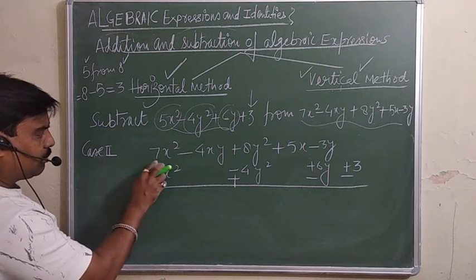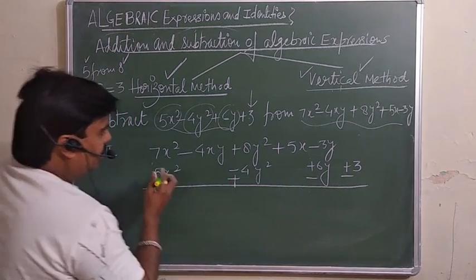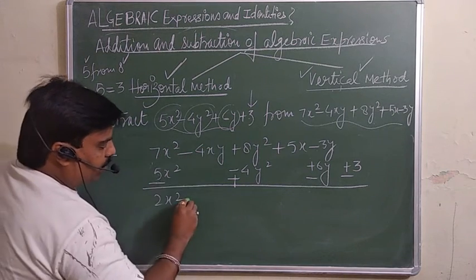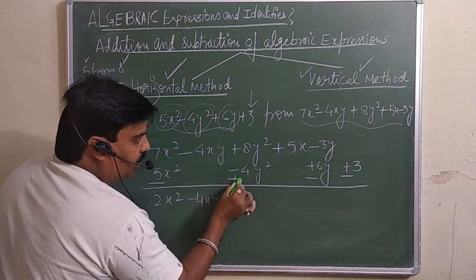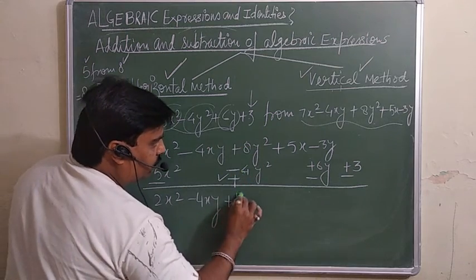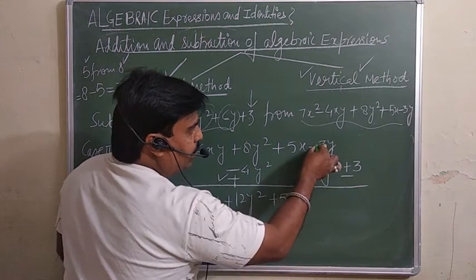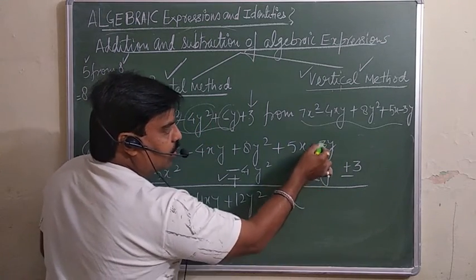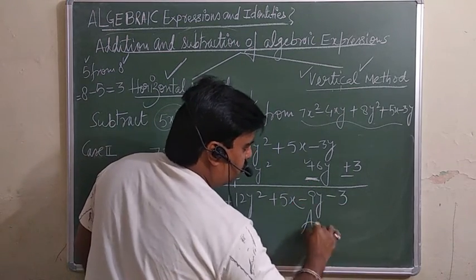Now this is 7x square, and minus, this sign we will see. So 7x square minus 5x square is 2x square, minus 4xy will remain as it is, no change. 8y square plus 4y square, this sign we will see, forget the other sign. So 8 plus 4 is 12y square, and plus 5x will remain as it is, no change. Minus 3 and this sign we will see, not this one. So minus 3 and minus 6 is minus 9y, and minus 3. And this is your answer.